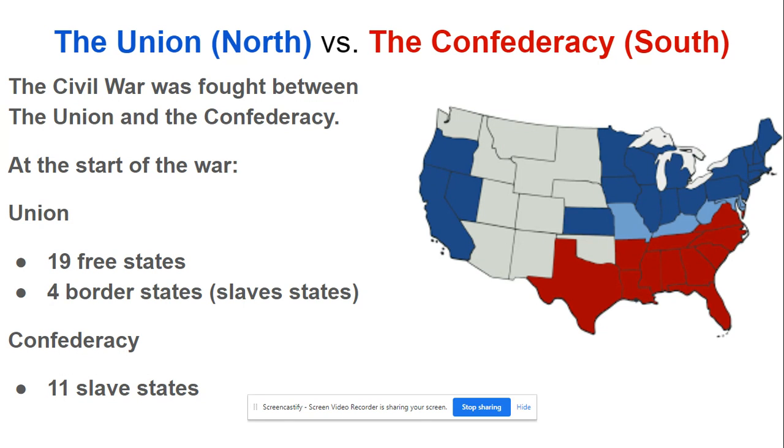So, who fought this war? The war was fought between the Union and the Confederacy, also known as the North and the South. At the start of the war, the Union had 19 free states and 4 border states, which were slave states. The Confederacy had 11 slave states. If you look at the picture on the right, you'll notice the locations of these two sides. The blue is the North and the red is the South, with the border states being sandwiched between the two sides.